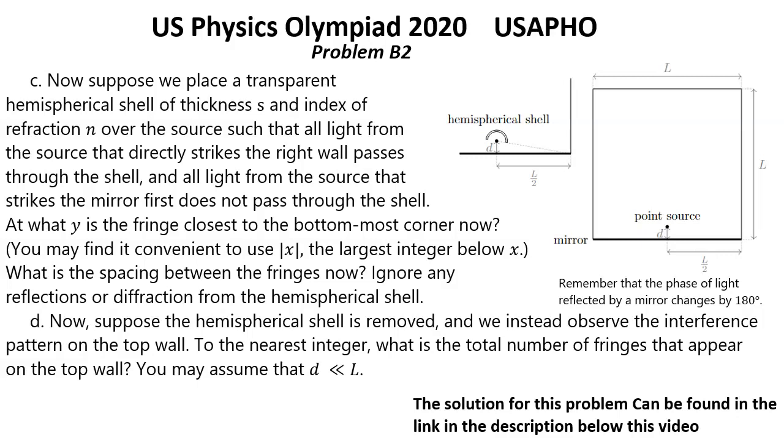Question D. Now suppose the hemispherical shell is removed and we instead observe the interference pattern on the top wall. To the nearest integer, what is the total number of fringes that appear on the top wall? You may assume that d is much less than L.